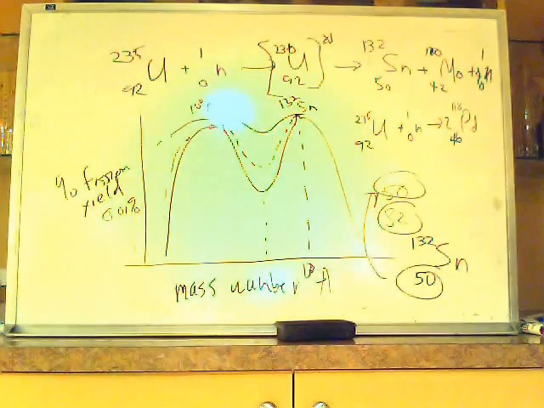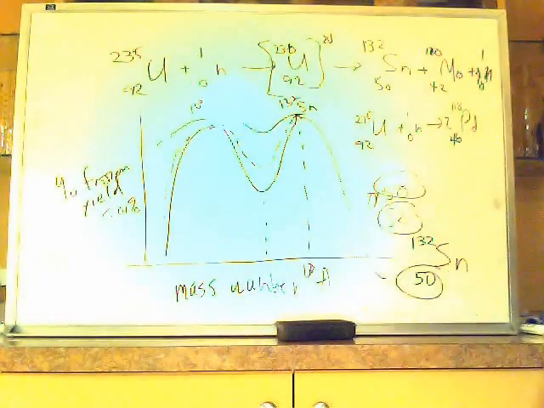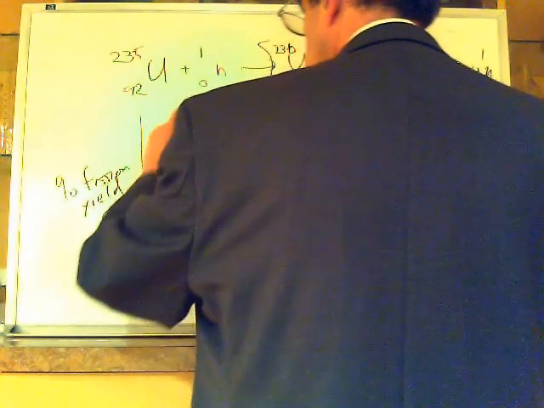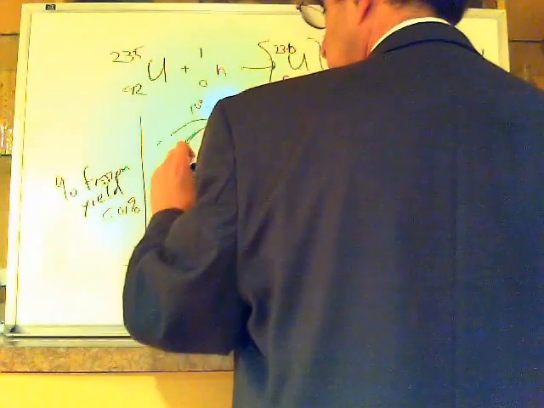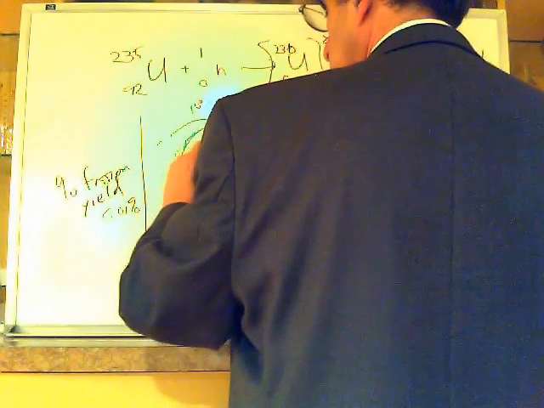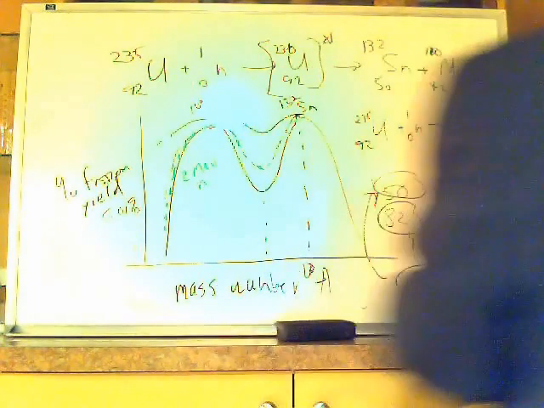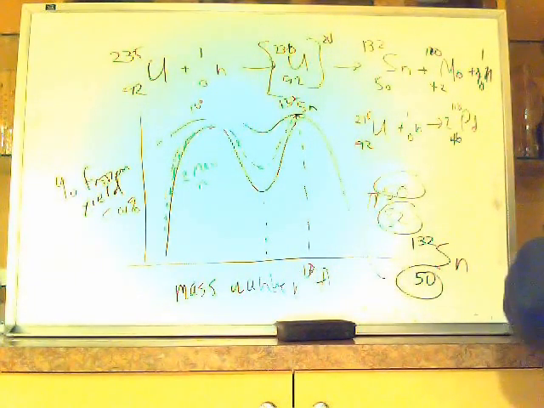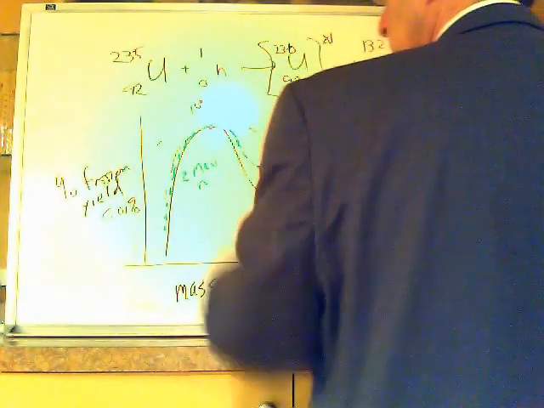I should probably show these in different colors. It might be a little easier to see. So this one is the 2 MeV neutrons here, and then up on the top here, which is much more energetic, are these 14 MeV neutrons.